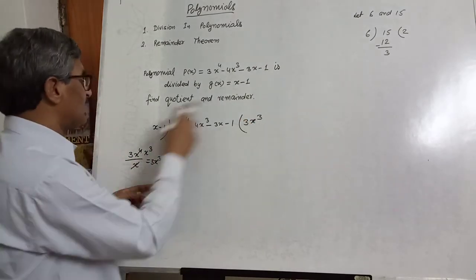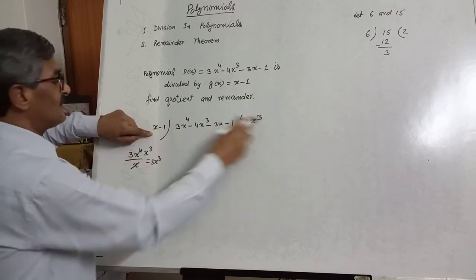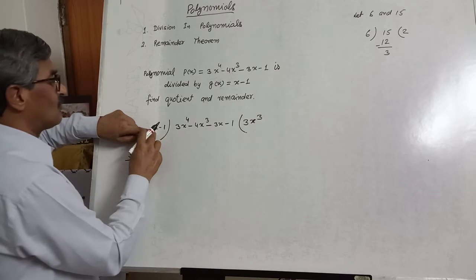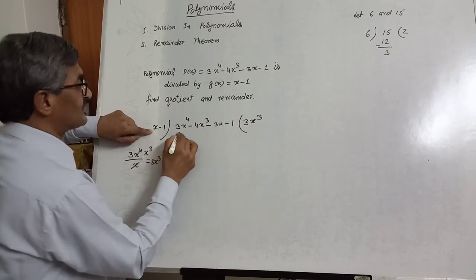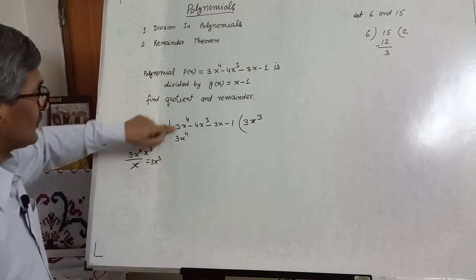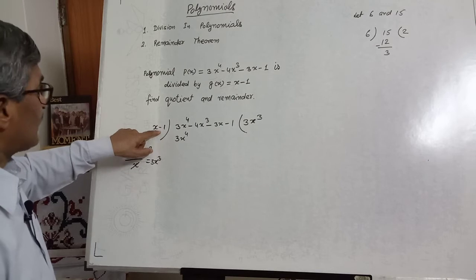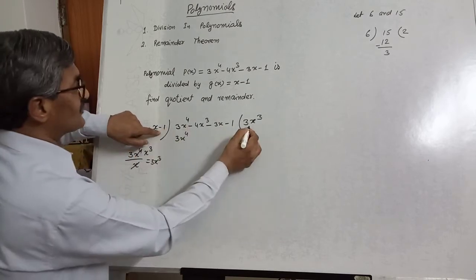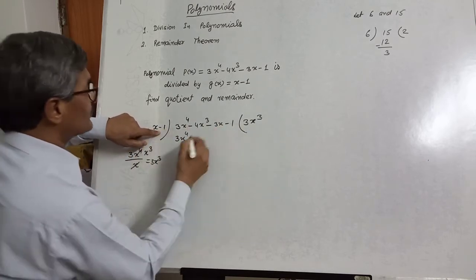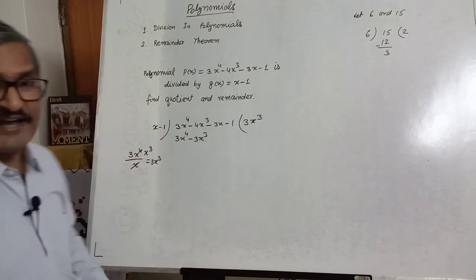Now multiply the divisor by this first term. 3x^3 into x will give 3x^4. This term will come again. 3x^4, you write below x^4, 3x^4, and minus 1 will be multiplied by this, we will get minus 3x^3, minus 3x cube.